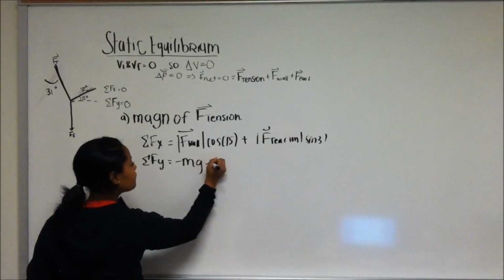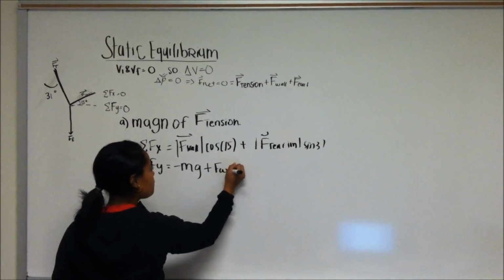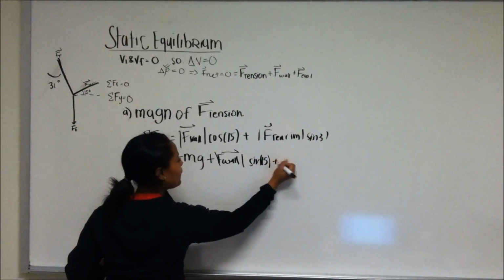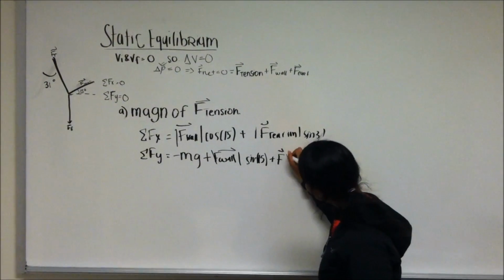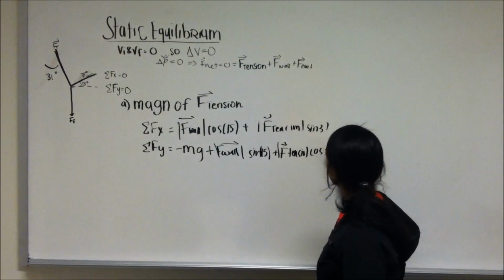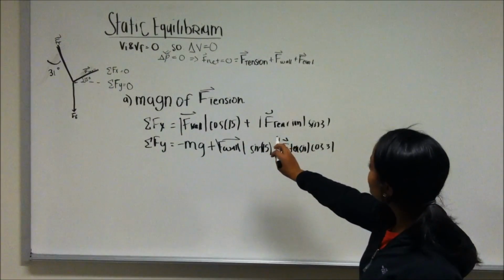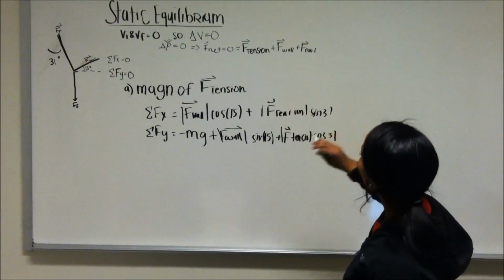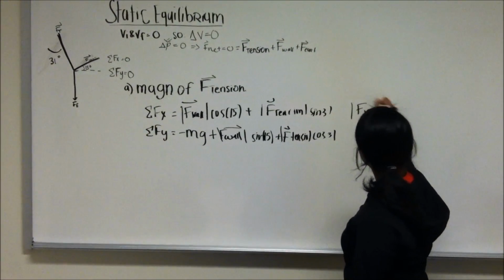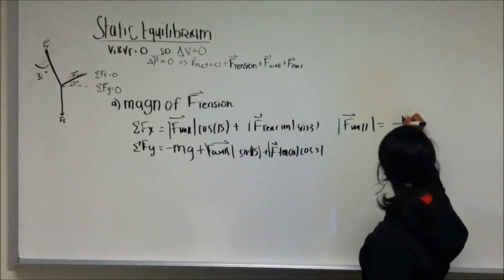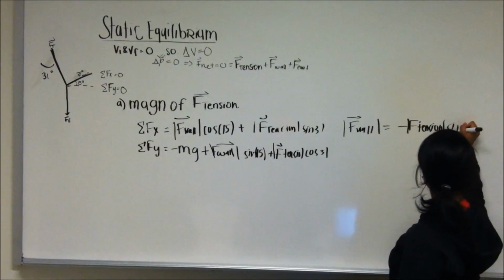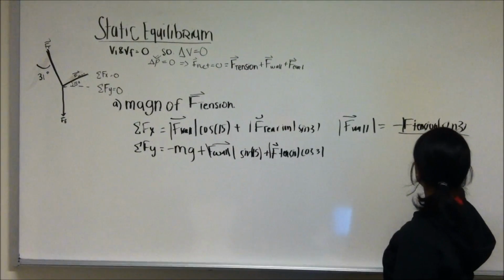Now the sum of the forces in the y is equal to negative mg, which is the force of earth, plus the force of the wall times sine of 15 plus the force of tension times cosine of 31. Let's set the force of the wall in terms of the force of tension. From the first equation we get the magnitude of the force of the wall is equal to negative the magnitude of the force of tension, sine of 31, divided by cosine of 15.